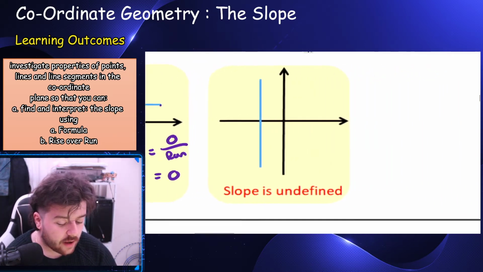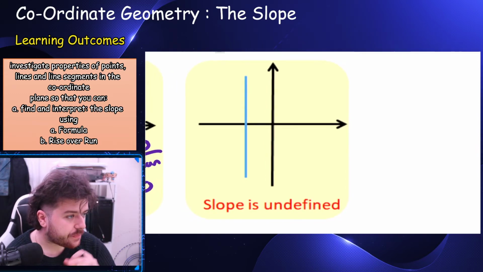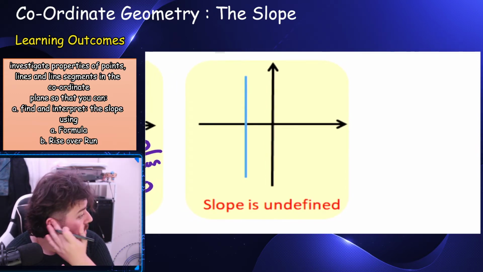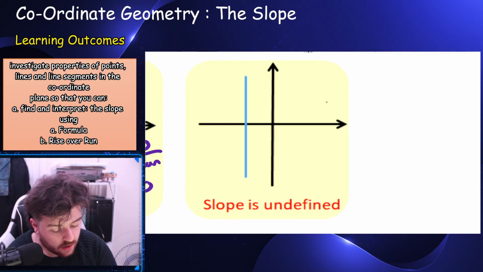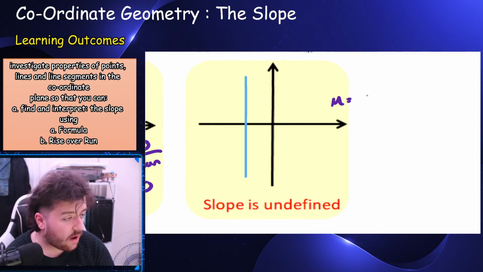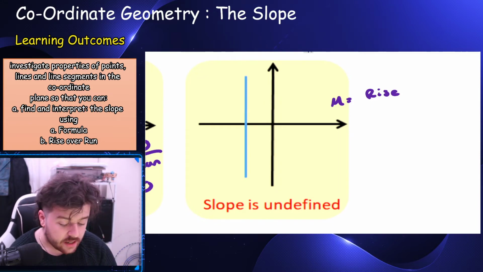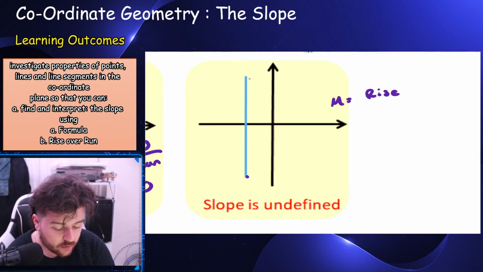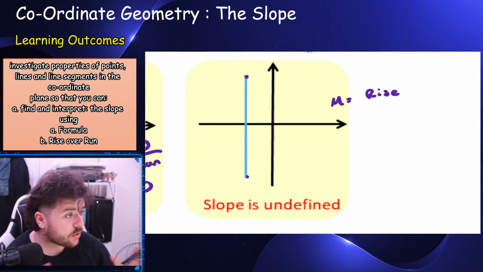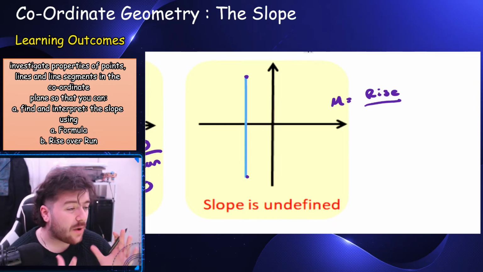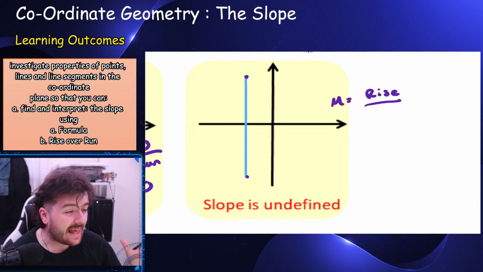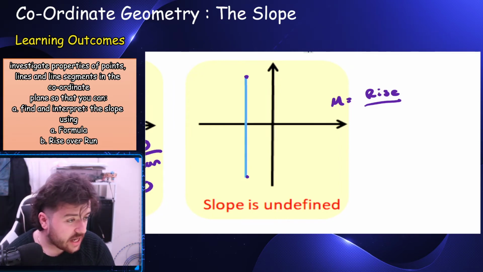Now, the reason why this one is undefined: I have my slope here, so I have my rise. The rise is the change in height. There is a change in height, I'm going from all the way here to all the way here. So I do have a rise. Now, do I have a run though? Do I have a length to this graph? Is there a change in length?